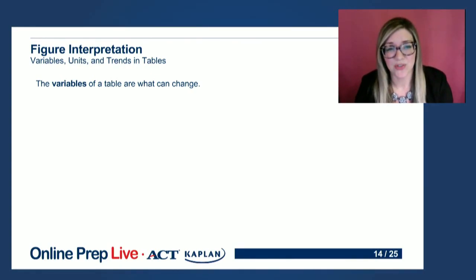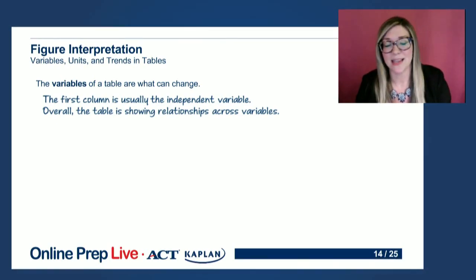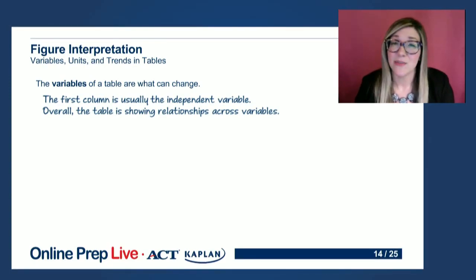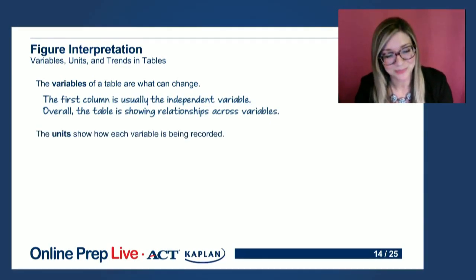So looking at tables first, it's important to look at the variables of a table, okay? So when we're considering a variable, our first column is usually going to be an independent variable. Now, some of you guys might say, I have no idea what an independent variable is. That's okay. I'm going to tell you. An independent variable is the thing that the researchers or the experimenters are going to manipulate. So it's the thing that is going to be changed. Now that's going to usually be the first column. The table itself is going to show you the relationship across variables. So our dependent variable is the one that we're actually going to be measuring. So one is manipulated and the other is measured.